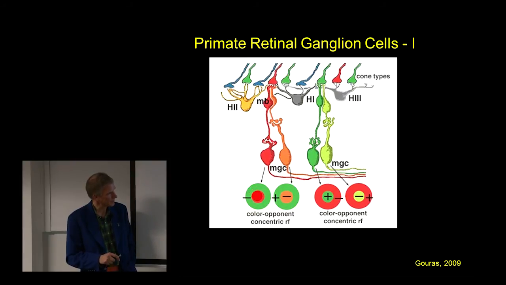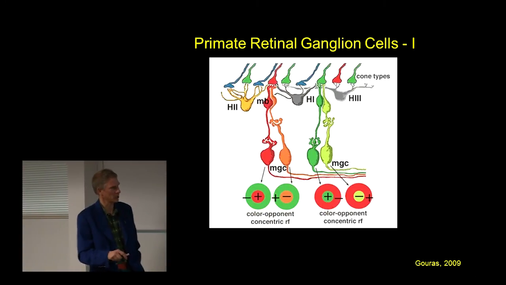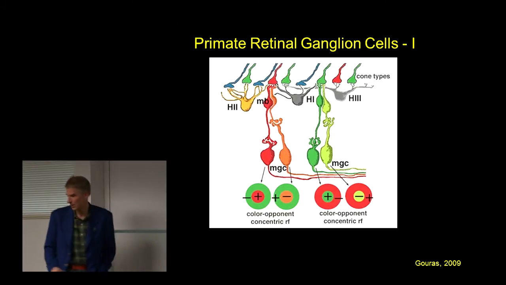But then the center and surround have different wavelength sensitivity. This one gets excited by red light and inhibited by greenish light. This cell is the opposite: it gets inhibited by red light in the center and excited by green light. And here you have the exact opposite: a cell that gets excited in the center by green light, and vice versa. A lot is known about the green-red channel because we have a lot of cells and a lot of cones that subserve this channel.